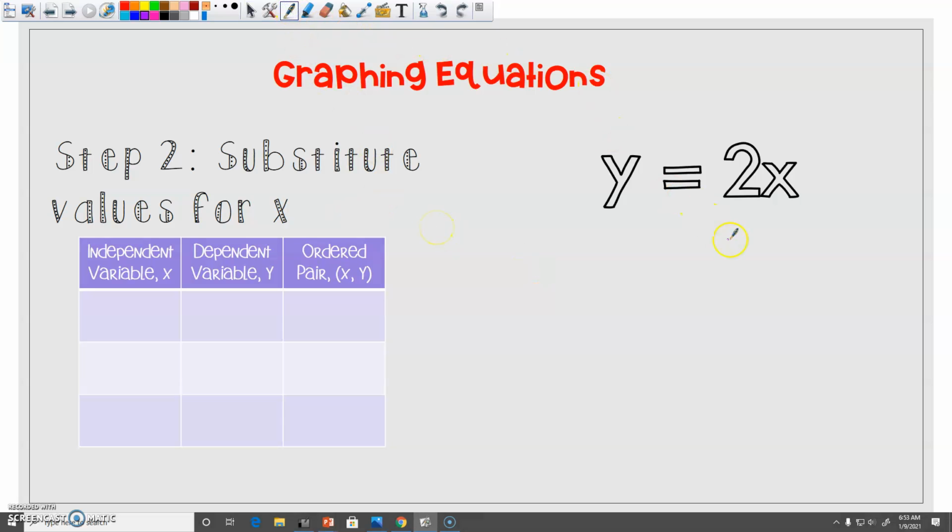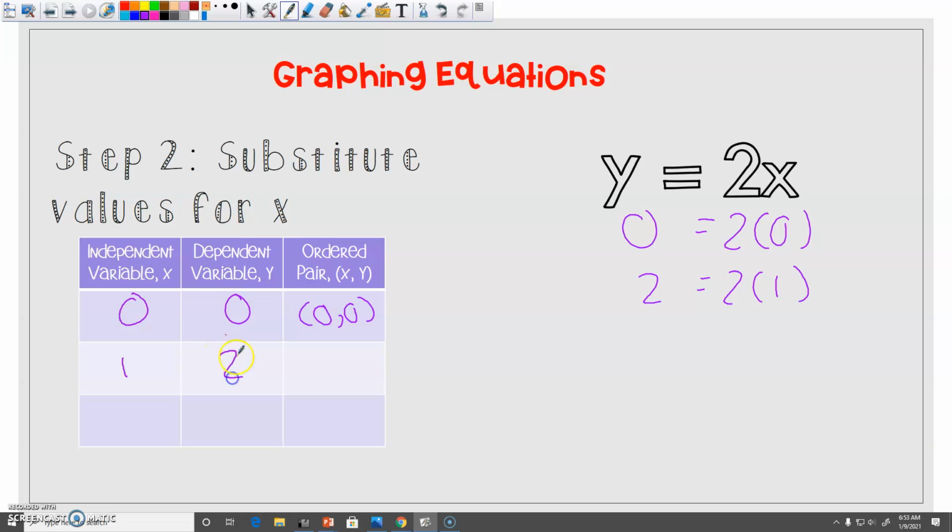These can be just about any value of x. How about I say that x is 0? If x is 0, 2 times 0 equals 0. So if my x is 0, my y is 0. My ordered pair is 0, 0. What if I said that x was 1? So 2 times 1 equals 2. So my dependent variable is 2. 1, 2 is my ordered pair.